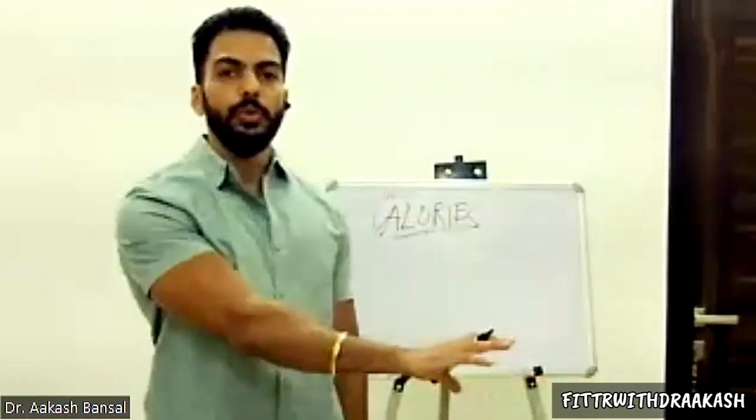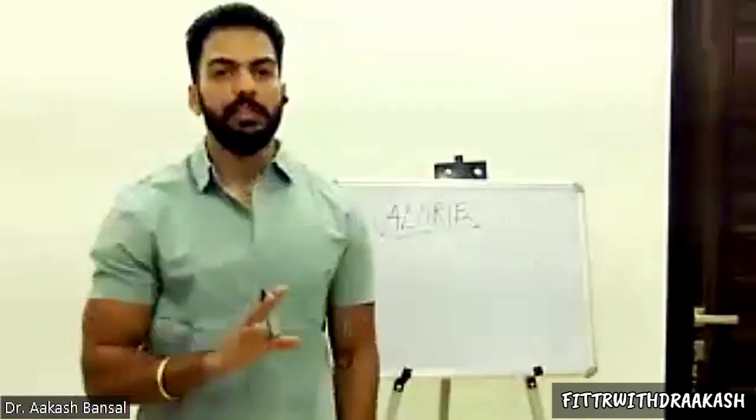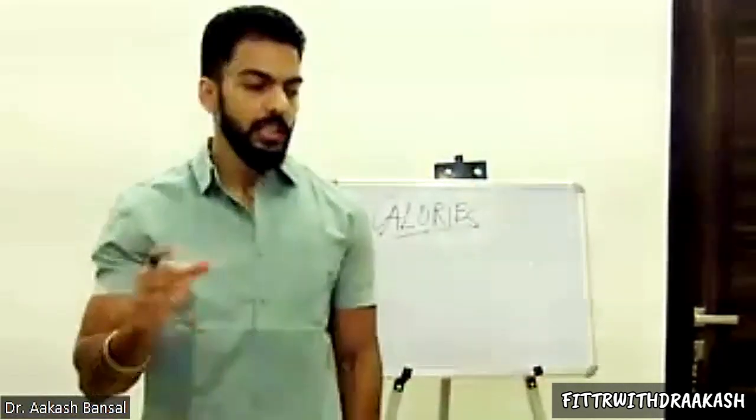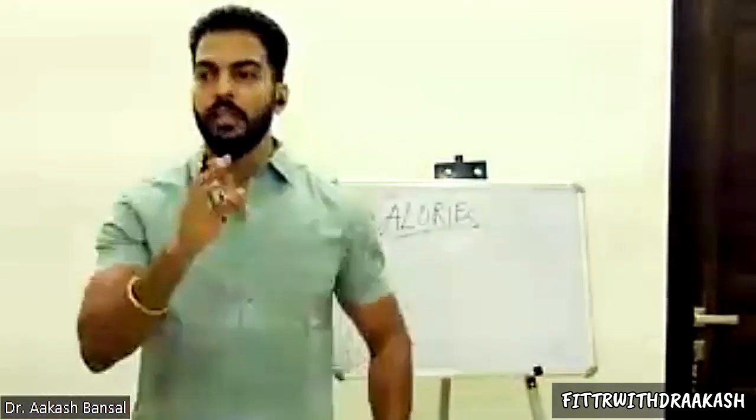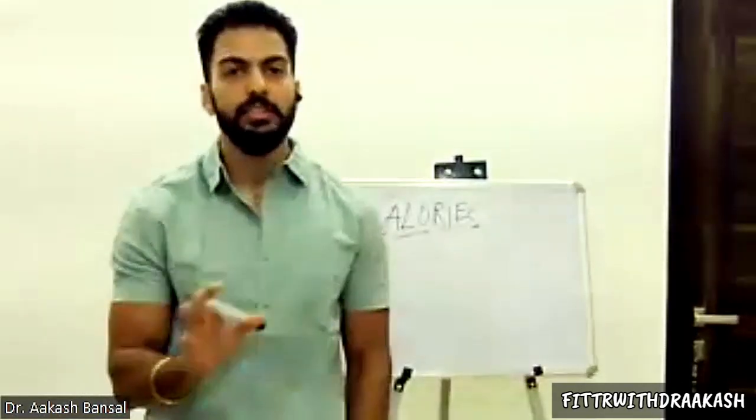BMI is taking into consideration only two things, the ratio of height and weight. Simple, there is no hassle in it. You put in height and weight, and your BMI comes out. You look at the chart, and you see whether you are in a healthy category or an unhealthy category. That's it.